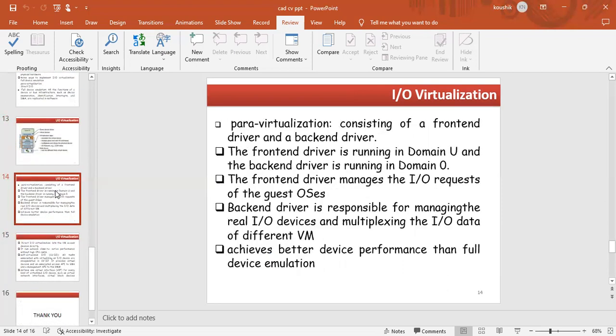Para-virtualization consists of a front-end driver and a back-end driver. The front-end driver is running on domain U, and the back-end driver is running in domain O. The front-end driver manages the I/O requests of the guest OSs, and the back-end driver is responsible for managing the real input-output devices and multiplexing the input-output data of different VMs. So this achieves better device performance than full device emulation.